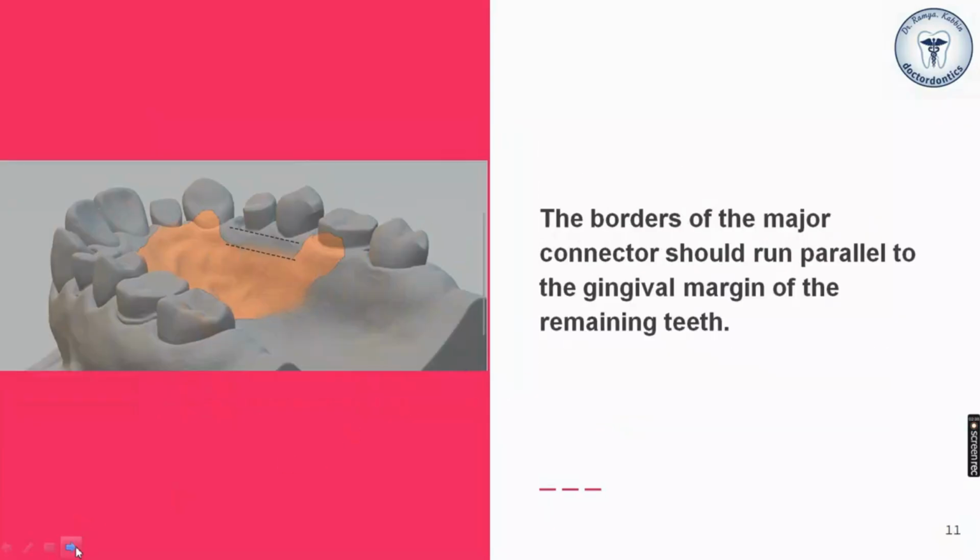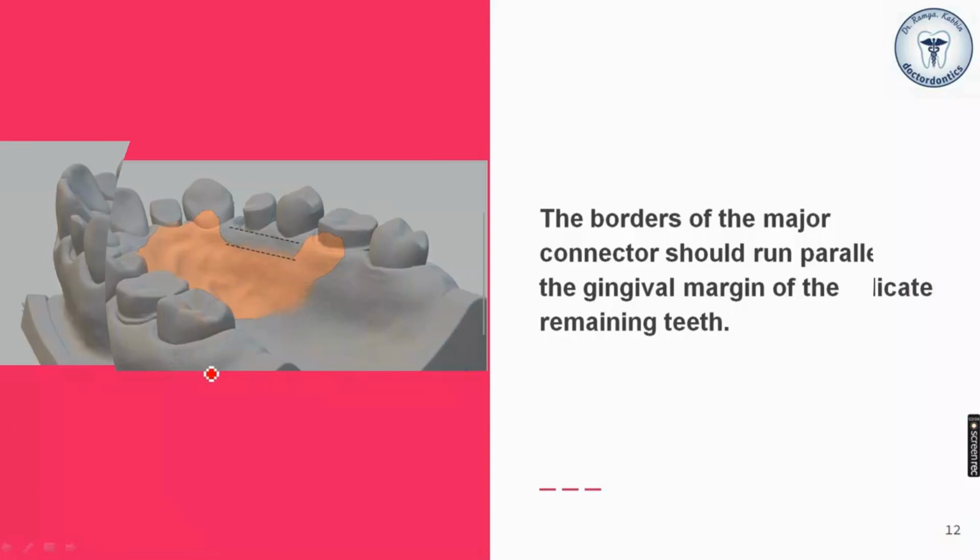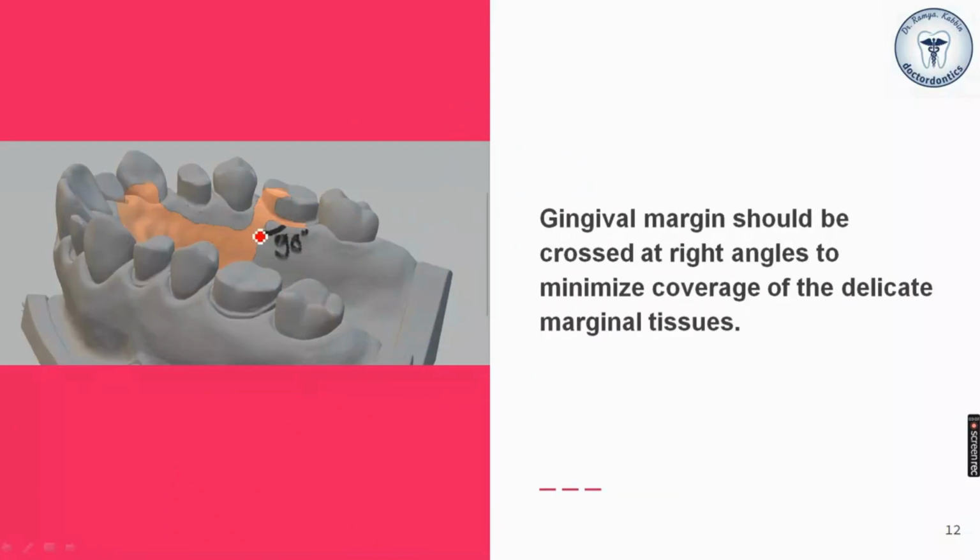Next, the border of the maxillary connector should run parallel to the gingival margin like this. So, if you are planning to cross the gingival margin with a major connector, it should be crossed at 90 degrees like this to avoid injury to the delicate marginal tissue. It should be crossed at the right angle so that little margin will get covered, avoiding damage to the marginal tissue.